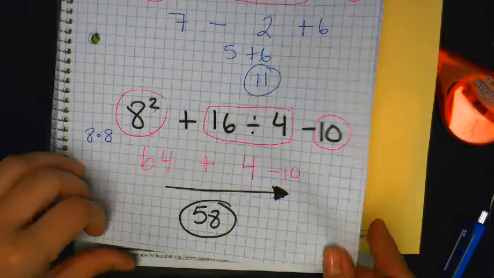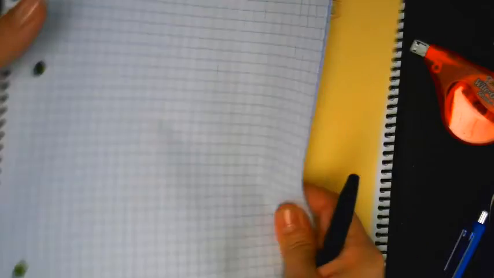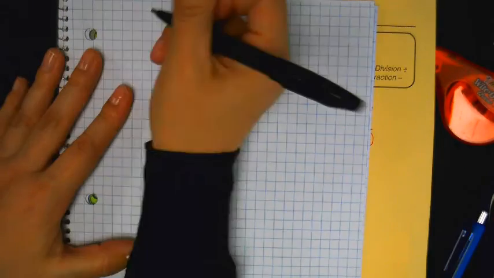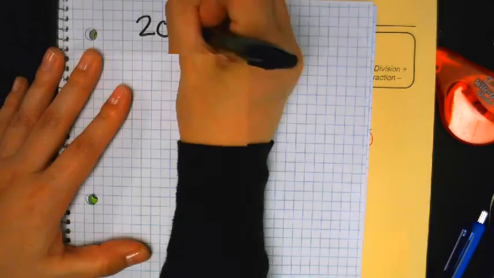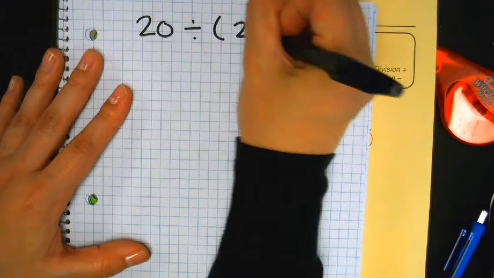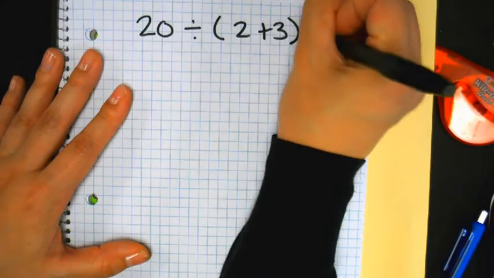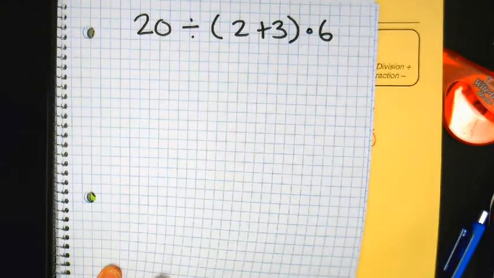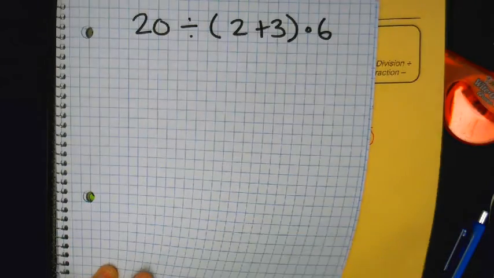Now let's do some with parentheses. I'll turn it over. You can take a picture. 20 divided by parentheses 2 plus 3 times 6. Write it down.